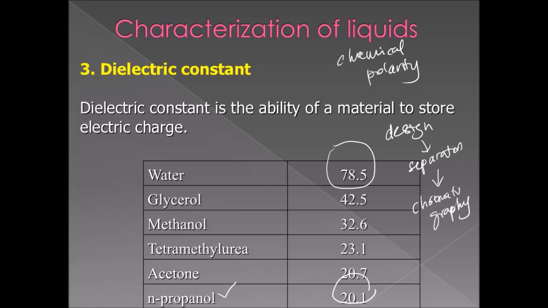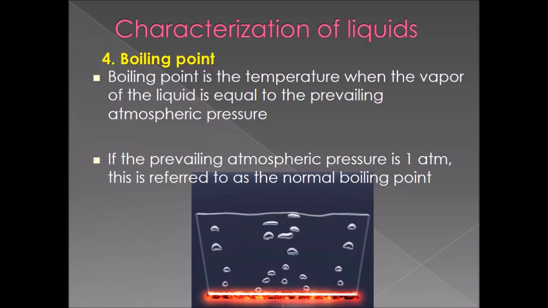Another parameter that can be used to characterize liquid is the boiling point. It is the temperature when the vapor pressure of the liquid equals the prevailing atmospheric pressure. If the prevailing atmospheric pressure is 1 atmosphere, it is referred to as the normal boiling point. When you bring the solution to a lower pressure, the boiling point of a certain liquid will be reduced due to the different atmospheric pressure in that particular condition.